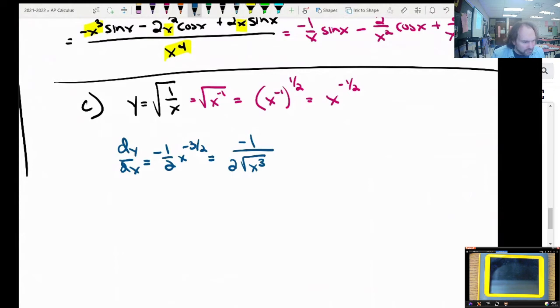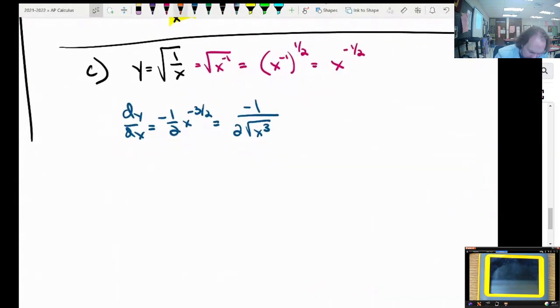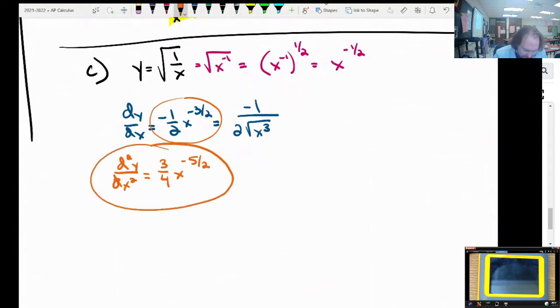We have to take the derivative of this, so we're just going to do that. Same pattern again. d second y over dx squared. If we do the power rule with this guy here, we're going to have a positive 3/4 x to the negative 5/2 power. Again, we could simplify that, but why would we? Let's just leave it alone. That's the answer. And question D is a dumb question.